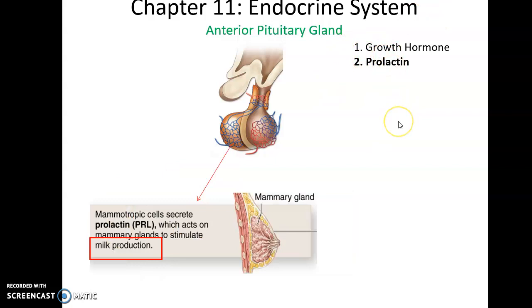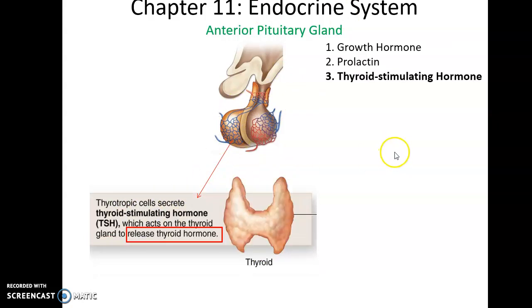Then there's the hormone prolactin. Prolactin, when released, will travel to the mammary glands and stimulate milk production. So prolactin is a hormone that causes the production of milk by the mammary glands. It has some other functions that we don't really fully understand. We know this because men produce prolactin to some level. But the main function that is fully understood is milk production.